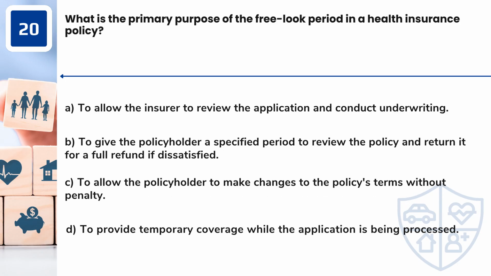Question 20. What is the primary purpose of the free look period in a health insurance policy? A. To allow the insurer to review the application and conduct underwriting. B. To give the policyholder a specified period to review the policy and return it for a full refund if dissatisfied. C. To allow the policyholder to make changes to the policy's terms without penalty. D. To provide temporary coverage while the application is being processed.